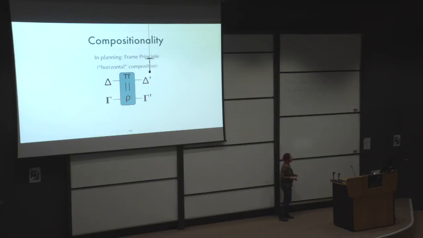So if you have a plan pi that takes you from a state delta to delta prime, and a plan rho that gets you from state gamma to gamma prime, and the pieces of gamma are not used in pi and the pieces of delta are not used in rho, then ostensibly you should be able to parallel compose them, right, to get a composed plan in which you have the conjoined state as your initial and the conjoined primed states as your final.